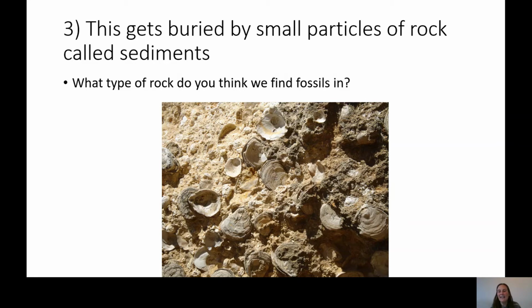Well done if you remembered the type of rock that is built up over time by lots of rock sediments. Okay, and it's called sedimentary rock. Well done if you remembered that. Okay, so this is the third part of the process. So that bone or shell gets buried by small particles of rock called sediments. Excellent.